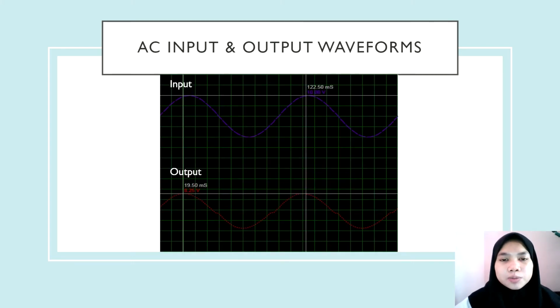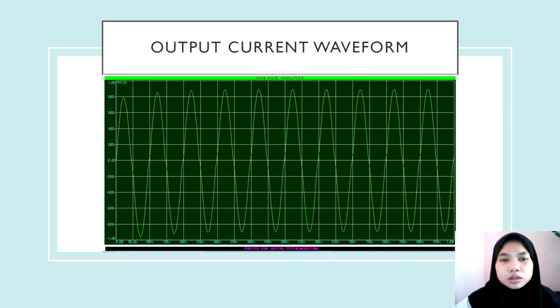Next, these are the input and output waveforms that we get from the circuit. The first waveform is the input waveform and the second waveform is the output waveform. We can see that there is crossover distortion in the waveform. This is our output current waveform. We get an output current of around 800 to 900 milliampere maximum. That's all from me. Thank you.